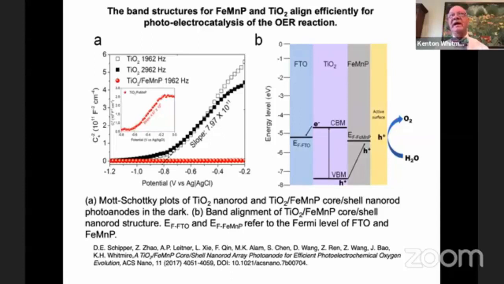The FEMNP and the FTO, the titanium dioxide, are ideally set up for carrying out this process to produce the oxygen from water splitting, and you can see the energetics. The energetic levels are favorable for allowing the hole and electron separation in this particular material.